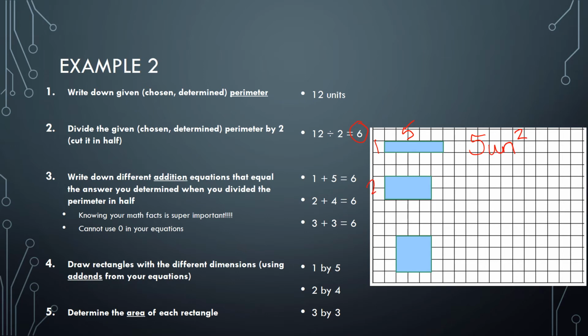Then we have a 2 by 4. 2 times 4 is 8 units squared. And then we have our third one, which is a 3 by 3. 3 times 3 is 9 units squared.